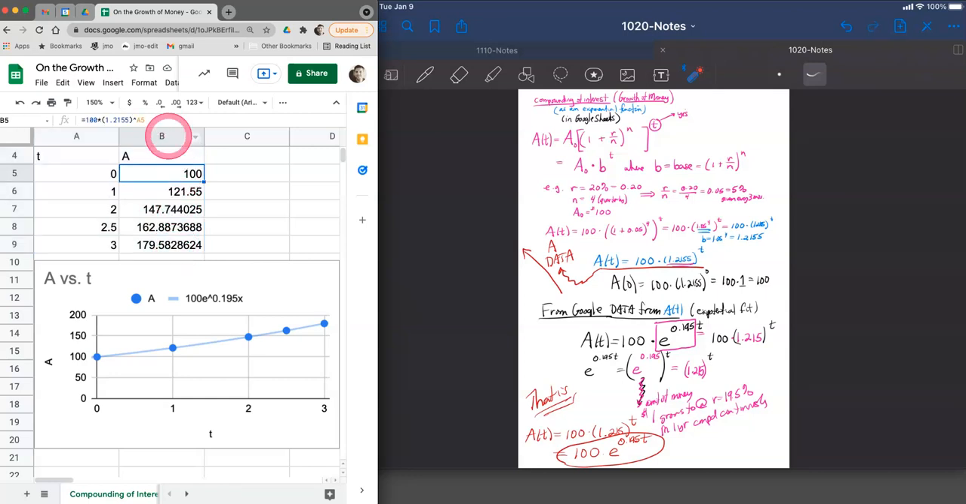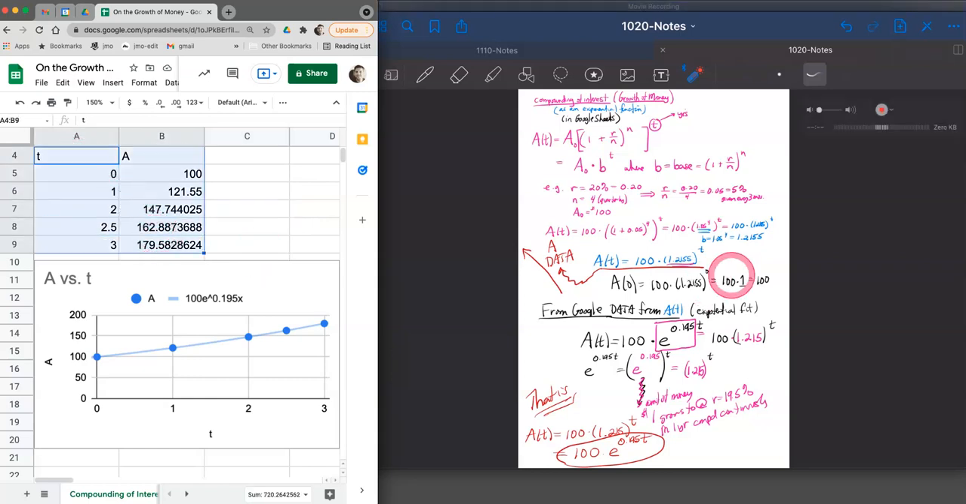For example, we can see here that this data point for the amount is the 100, that's the 100 right here, the 1.2155, that's the base that we found, and then A5 is the time value, that's the raised to the t power. We then took this data from the blue formula and asked Google to create an exponential model to fit this data with an exponential function. And then we showed that that 100 e to the 0.195t is the same formula that we generated the data with in the first place.